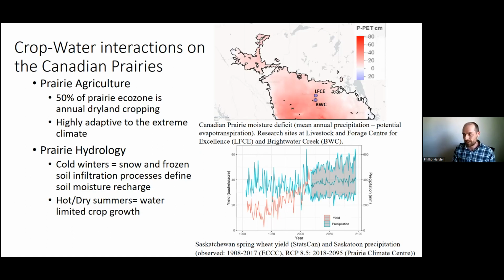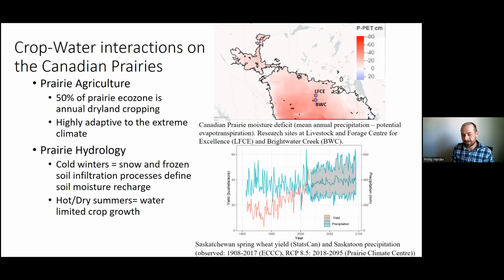It's quite an interesting place in that we have a lot of variability. And the one thing that I like to point out is that if you look on the bottom right figure, the blue line being precipitation observed in Saskatoon historically and into the projection to the future with the uncertainty bounds there. And then red, looking at Saskatchewan spring wheat yields, we can see that there's a correlation between the amount of precipitation and wheat yields that happen interannually.